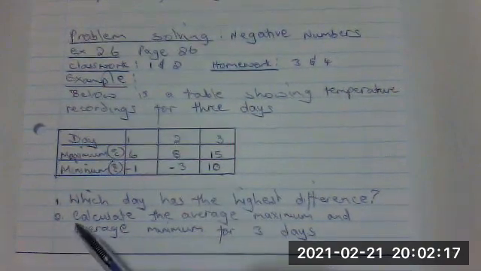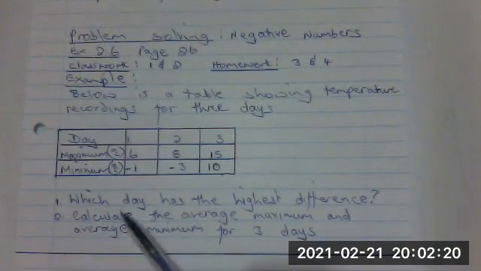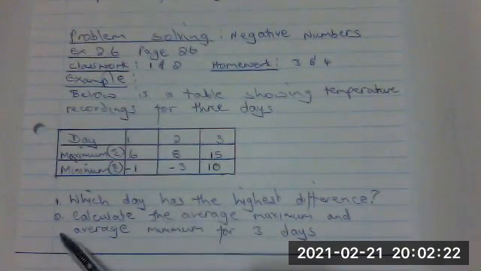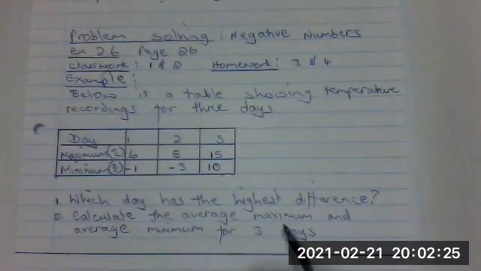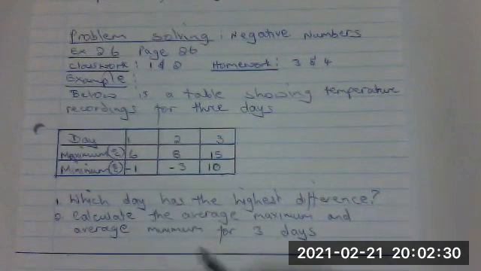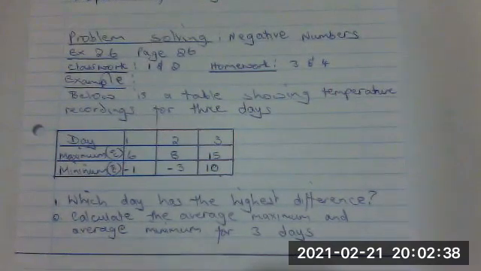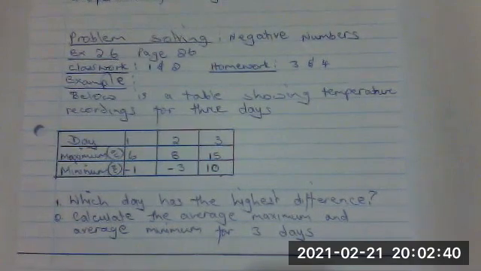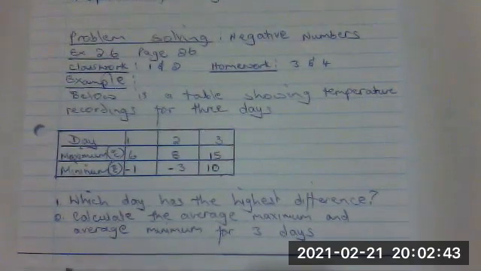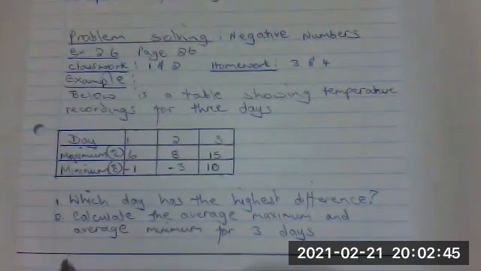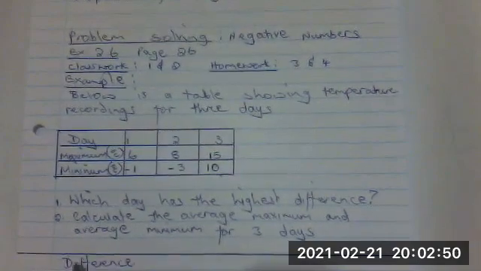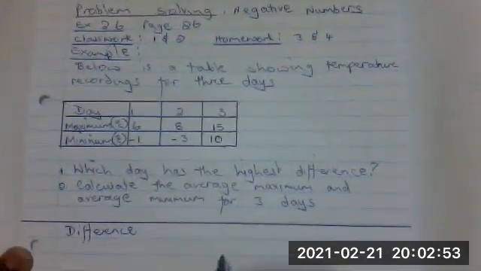The first question says, which day has the highest difference? Question 2, calculate the average maximum and average minimum for 3 days. Before we calculate these problems, we have to know the meaning of certain terms. First of all, the meaning of the word difference. When we are looking at the word difference, what does it mean?